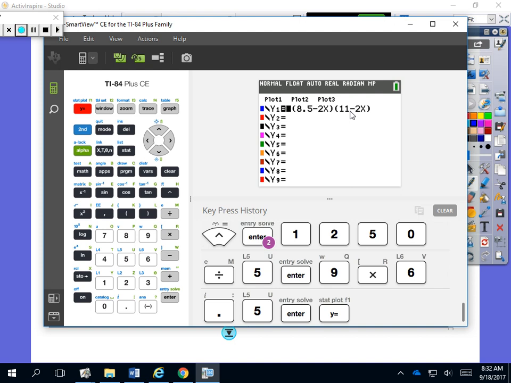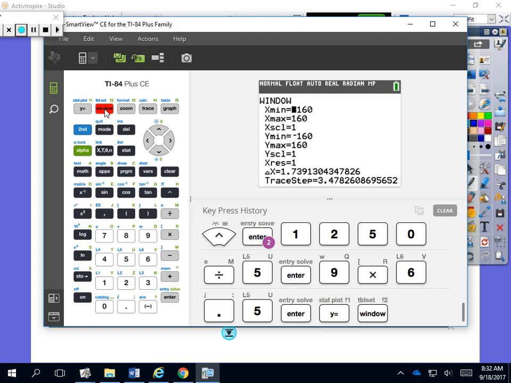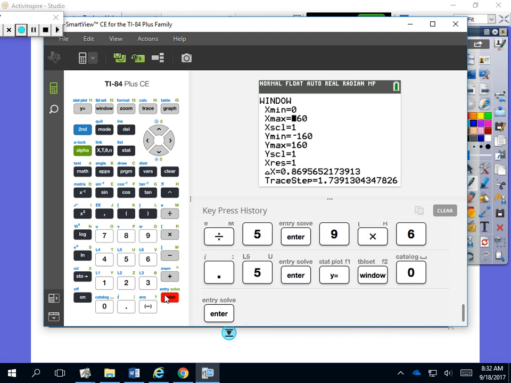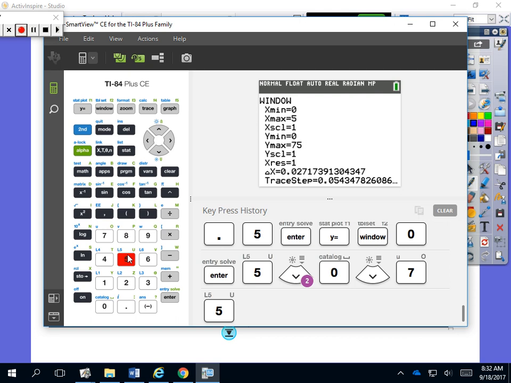And now you want to look at that domain and range. Press the window key, and we want to set our minimum x value to that lowest number in the domain, and then set our highest x value to that highest number in the domain, which was 5. Well, 4.5. We're just going to go a little above that. Leave this x scale at 1. Your y minimum is again 0. And then we put 75 for our maximum y.